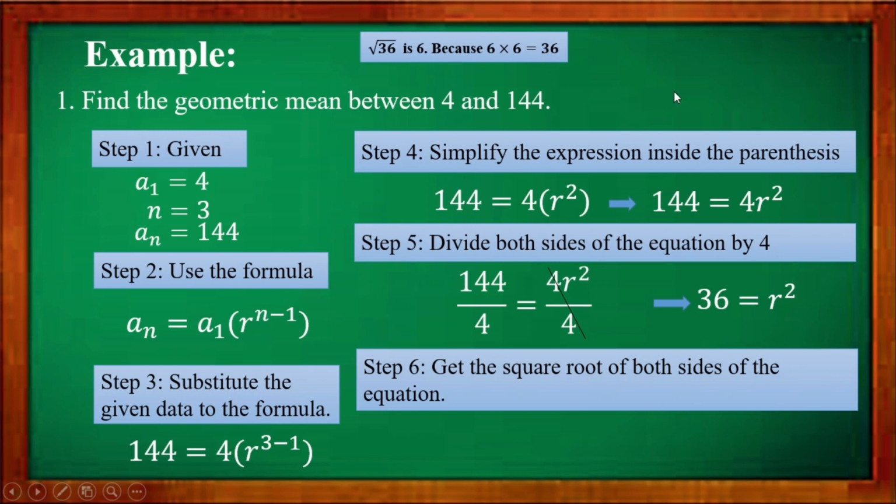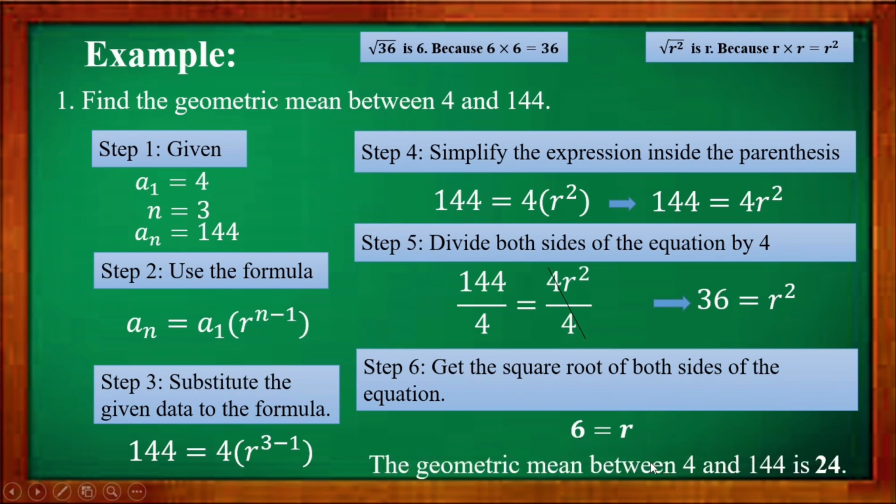Then also get the square root of r squared. The square root of r squared is r because r times r is r squared. There's always an invisible 1 as the exponent, and if you add 1 plus 1 is 2, just copy the variable r. That is why it will give us the answer 6 equals r, or the value of the common ratio is 6. So what does it mean? It means that the geometric mean between 4 and 144 is 24.